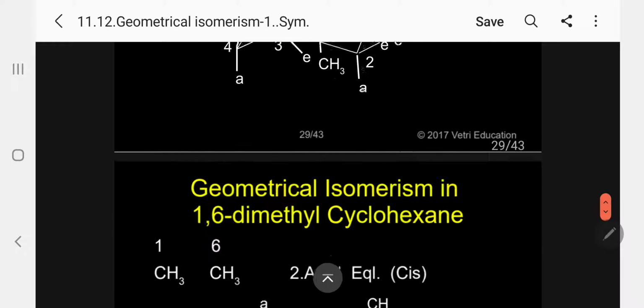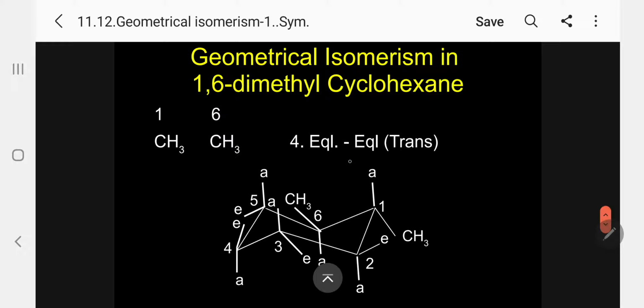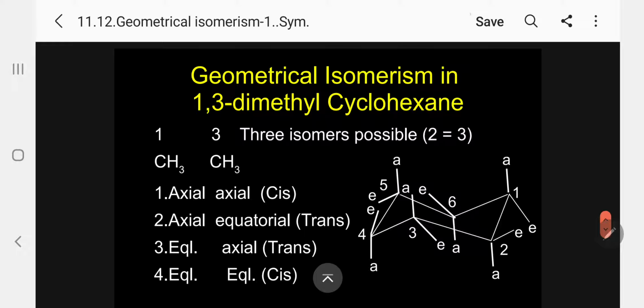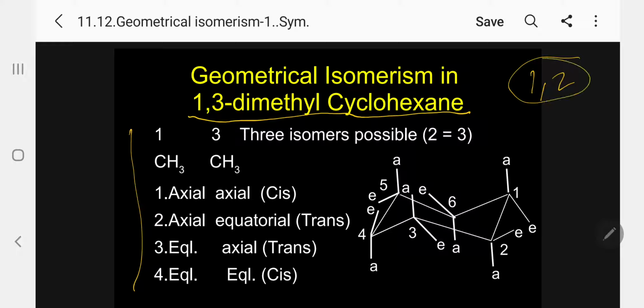So let me go firstly for the odd number, geometrical isomerism for odd number. In the case of geometrical isomerism, in 1, 3 dimethyl cyclohexane, kindly follow. Now it is just exactly opposite to that of 1, 2. Kindly follow me. 1, 2 is symmetrical. 1, 3 is again symmetrical.